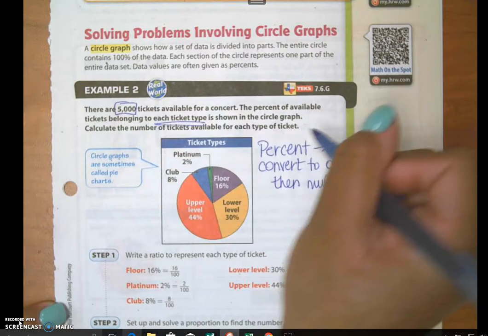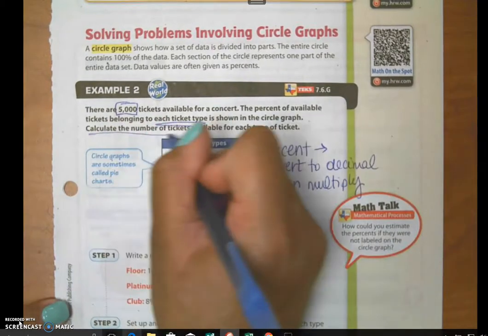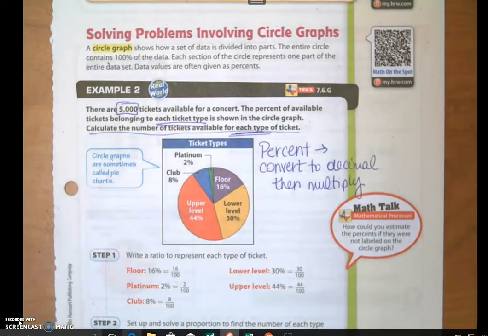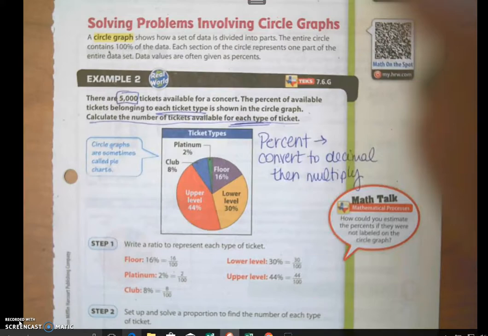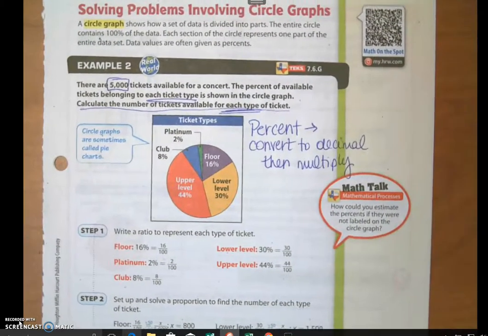Each ticket type is shown in the circle graph. Calculate the number of tickets available for each type of ticket. Okay? So in the example that they give you, they have you set it up as a ratio, which is a proportion or half of a proportion. They say 16% is 16 out of 100. 30% is 30 out of 100, 44% is 44 out of 100, and so on.